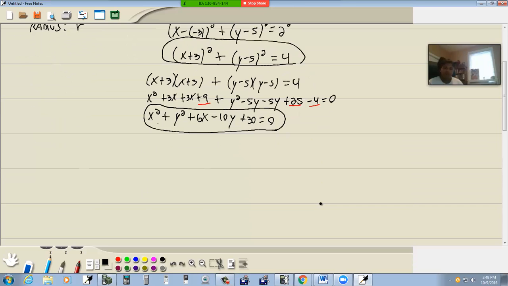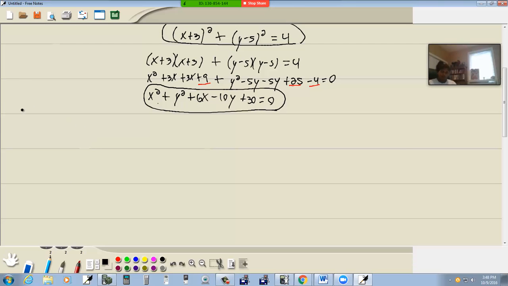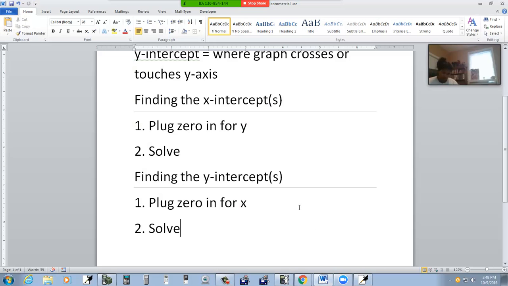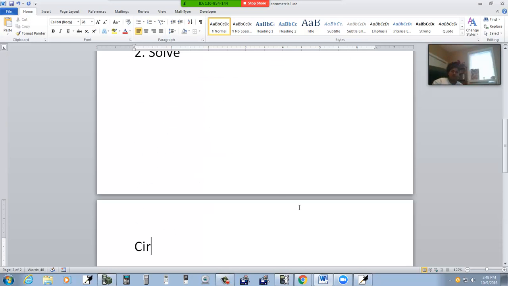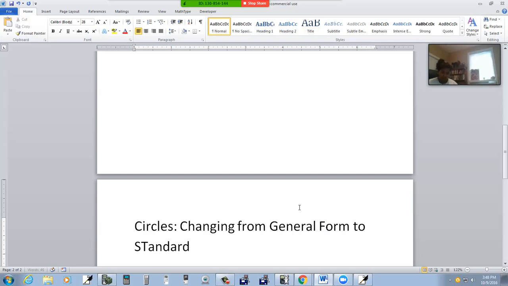Now, more than likely, they'll probably have a problem where they give it to you in general form, like this right here. So we start out here, and they want us to put it back into standard form. So circles, changing from general form to standard form.